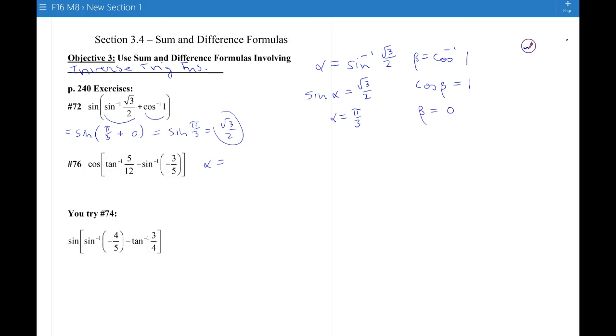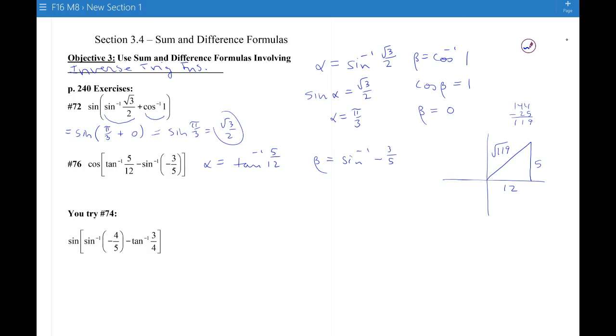The next one's a little more work. So the next one we have that alpha is the inverse tangent of 5/12, and beta is the inverse sine of negative 3/5. So we know by the way the inverse trig functions are defined that alpha must be in quadrant 1. So I have an angle that has a tangent of 5/12. So let's see, 144 minus 25. Wow, this is ugly. That's square root of 119, it looks like.